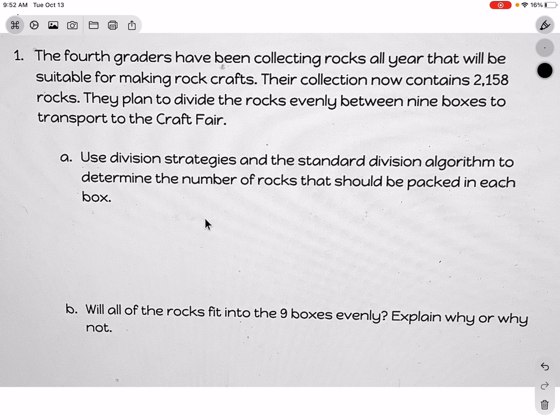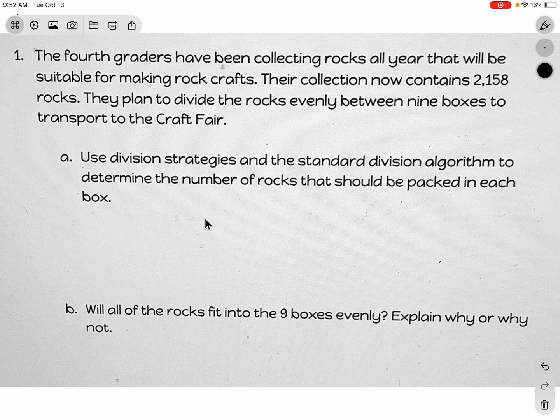It's really about understanding what the question's asking you and having different tools in your toolbox where you can solve these problems. So just because I use a certain strategy doesn't mean you have to, okay? Unless it asks you specifically to do it a certain way, try to solve the problem in any way that works best for you. So let's do this. Use division strategies and the standard division algorithm to determine the number of rocks that should be packed in each box.